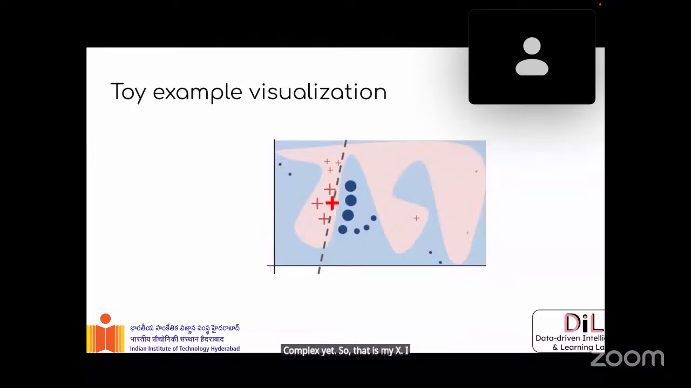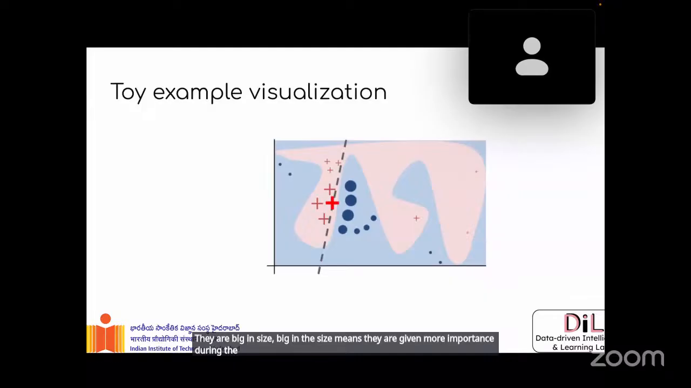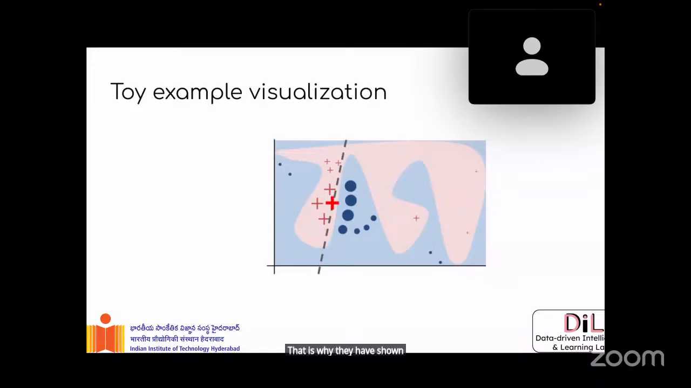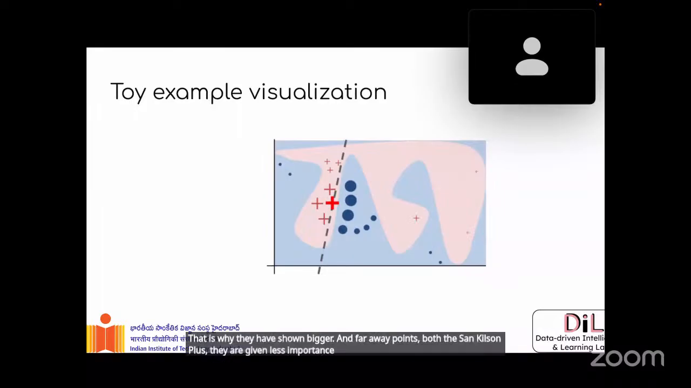I generated a lot of samples Z. Remember, the Z are augmentations of X. How? By adding noise to create these augmentations. That is why whatever points are close to the highlighted plus are big in size. Big in size means they are given more importance during the optimization. The phi value will be high for nearby points, which is why they are shown bigger. And far away points, both the circles and plus, are given less importance. That is depicted by their size. Their size is very small as they are far away from the point we considered.